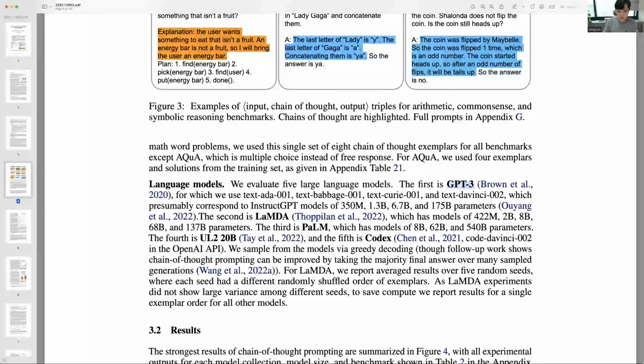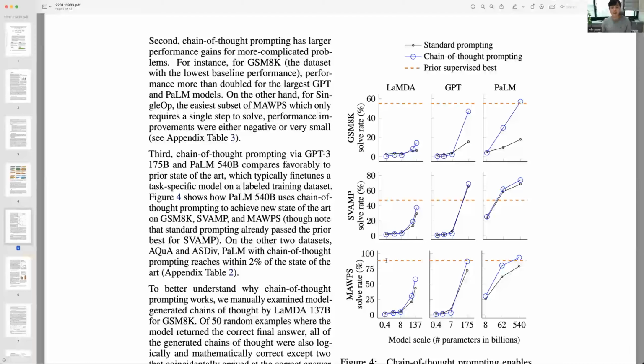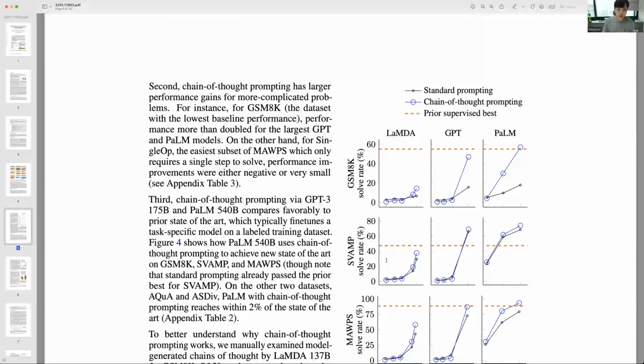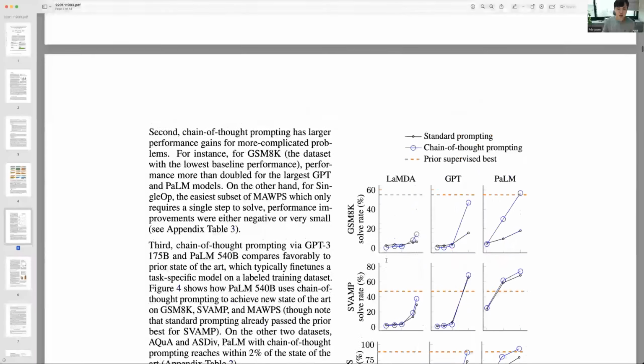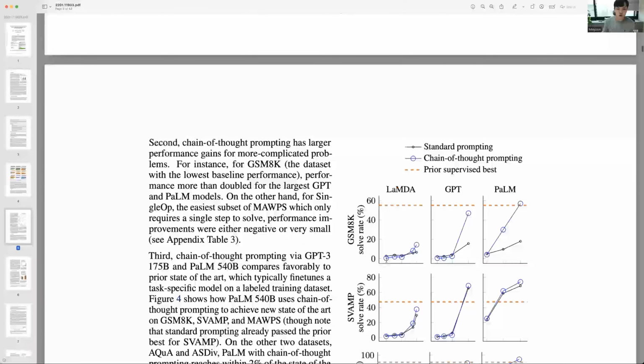Okay, and if you look at how they do on the model side, that's another interesting behavior of chain of thought prompting. One interesting trend is that this chain of thought ability does not emerge, or is not observed, when the model is too small. The x-axis here is model scale, and you can think of 540 as 540 billion, because they are all in billions.